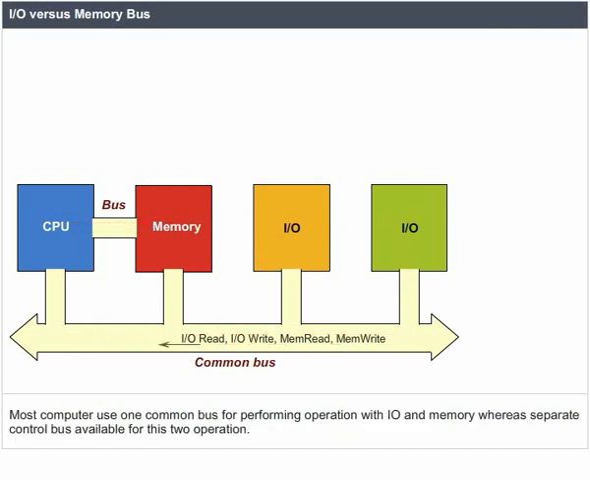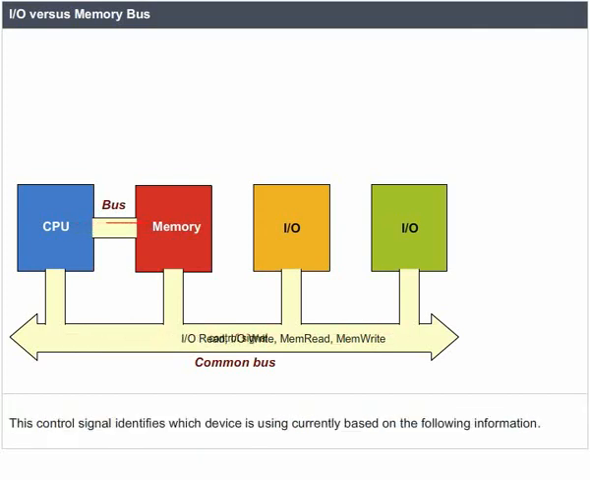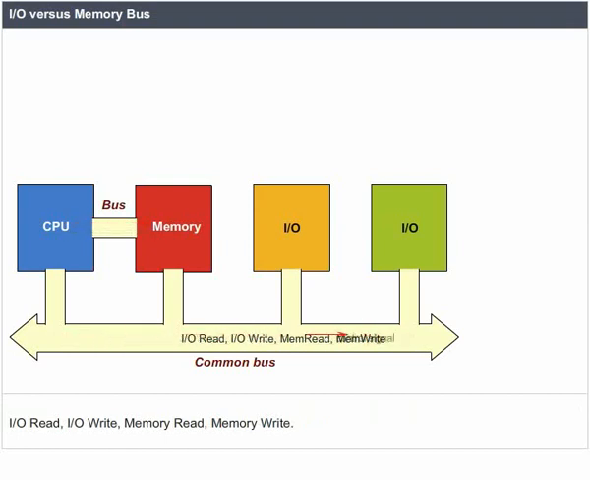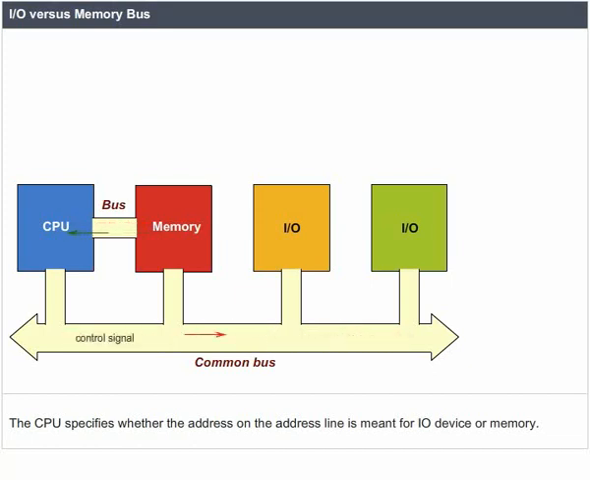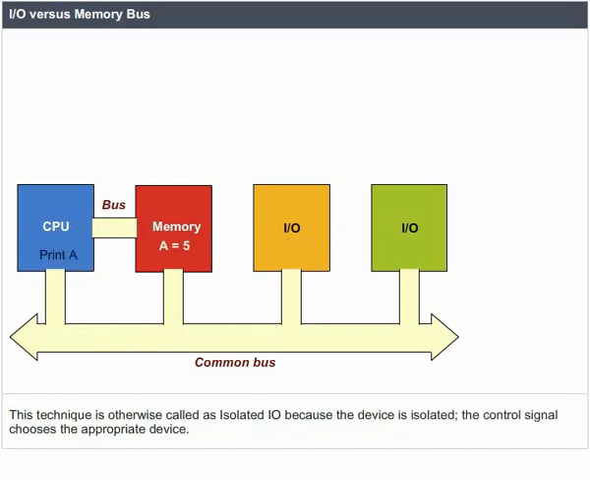Most computers use one common bus for performing operations with IO and memory, whereas separate control lines are available for these two operations. This control signal identifies which device is currently being used based on the following information: input-output read, input-output write, memory read, memory write. The CPU specifies whether the address on the address line is meant for an IO device or memory. The control signal specifies which device is to be chosen for operation. This technique is otherwise called isolated IO because the device is isolated. The control signal chooses the appropriate device.